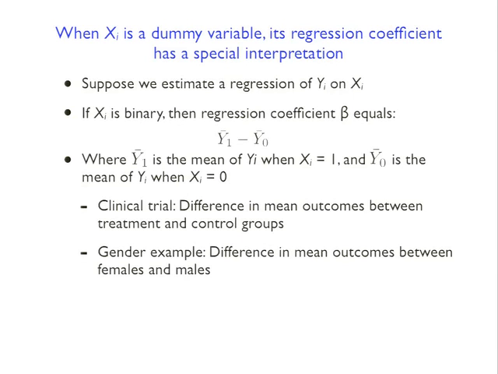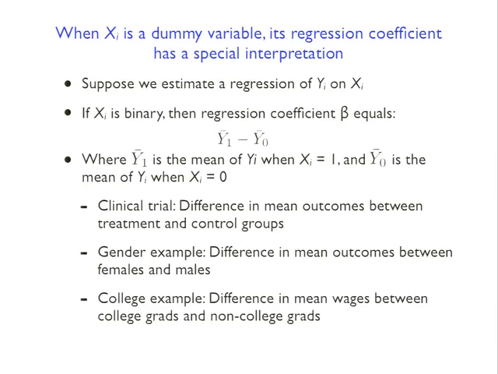And in the college example, the regression coefficient is going to give you the difference in mean wages between college graduates and non-college graduates, which incidentally is going up over time. So in these cases, we refer to the slope coefficient in the regression, beta, as being the difference in means.